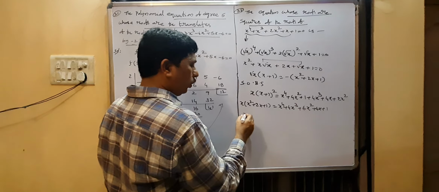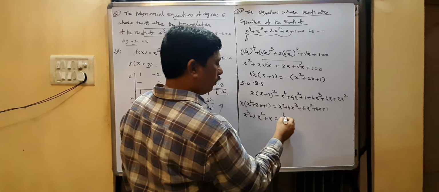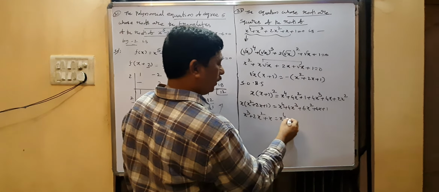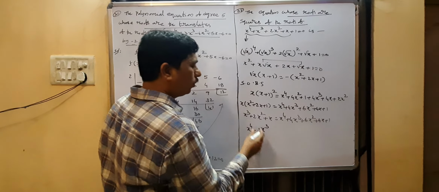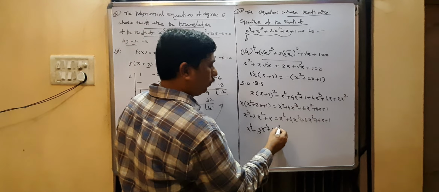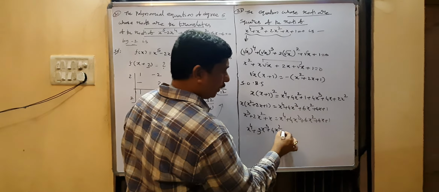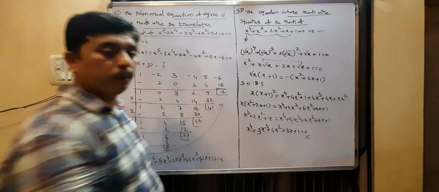Multiply inside: x cube plus 2x square plus x equal to x power 4 plus 4x cube plus 6x square plus 4x plus 1. Bring everything to the right hand side: x power 4, then 4x cube minus x cube is 3x cube, 6x square minus 2x square is 4x square, 4x minus x is 3x, plus 1 equal to 0. This is the answer. Copy the problem.